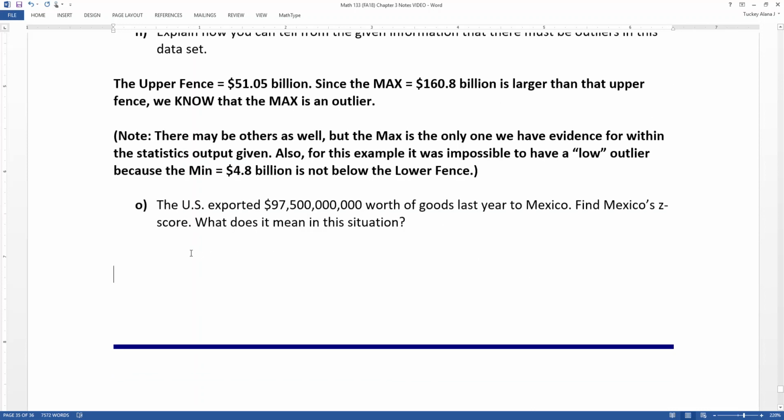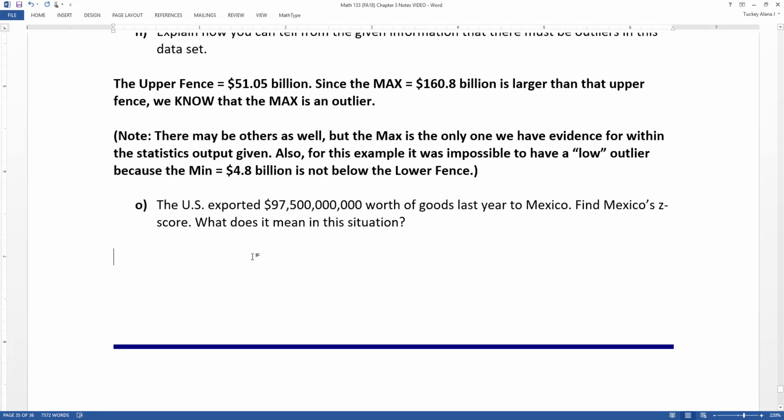All right, last but not least, the U.S. exported $97.5 billion worth of goods last year to Mexico. So that's ones, tens, hundreds, right? There's the thousands, that's the 100,000s, that's the millions, that's the billions. So it's $97,500,000,000 worth of goods last year to Mexico.